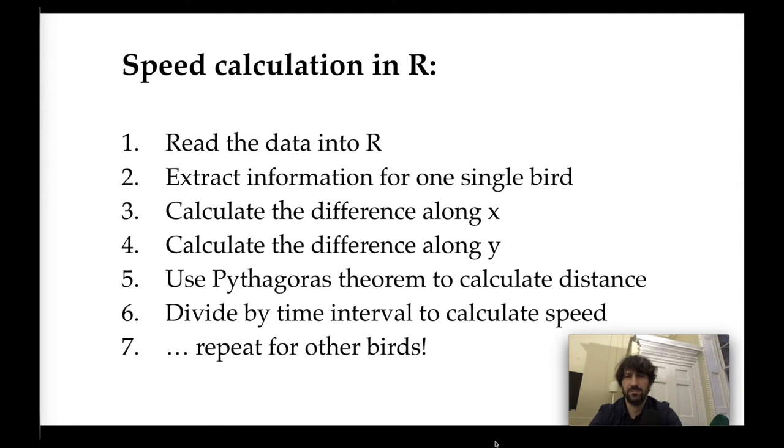Using R, we need to decide which kind of steps of analysis we need to perform. First of all, we need to read the data set into R. We probably want to isolate one single bird because we want to analyze the trajectory of that particular bird. Then, once we have isolated one bird, we need to calculate the distance for each time step along X, the easting axis, and then the distance traveled along the northing axis, along y, and then we use Pythagoras' theorem to calculate the distance that they've moved. We divide by the time interval between two fixes, and we get the speed for each particular bird and particular time. And if we want to do the same for all the birds, we just repeat this loop for all the other birds.